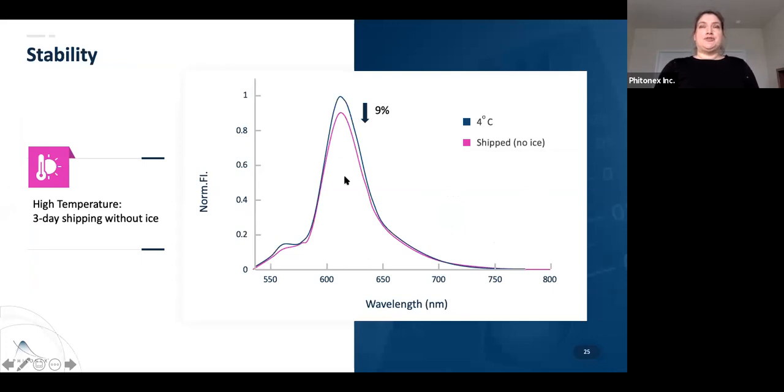So in addition to wanting a dye that is both clean and bright, we also want it to be stable. So we actually did an experiment in terms of shipping this 3 days without ice in the summertime. And, you know, one of those experiments that happens by nature. So what you can see here is that there was only a 9% loss in fluorescence. And this really relates to the stability that comes from the phyton structure. So this DNA structure really provides a backbone for the fluorescence and keeps it basically in a conformation that is less affected by this.